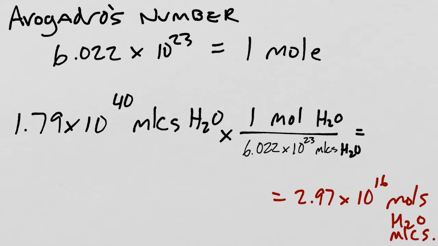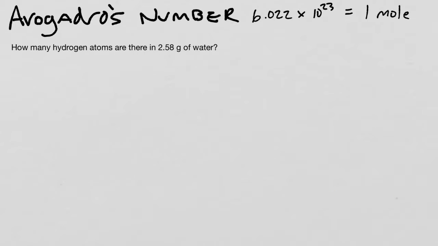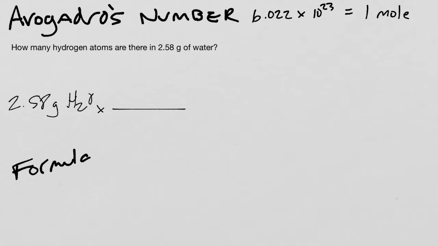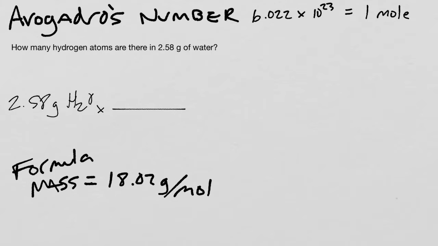All right, well, let's string more than one of these conversions together. Let's try this last one where we string a bunch of conversions together. So how many hydrogen atoms are there in 2.58 grams of water? Well, let's see. 2.58 grams of H2O. Now we're going to use the formula mass of water, which is equal to 18.02 grams per mole. And if you're unsure how to calculate a formula mass, watch the video on formula mass.